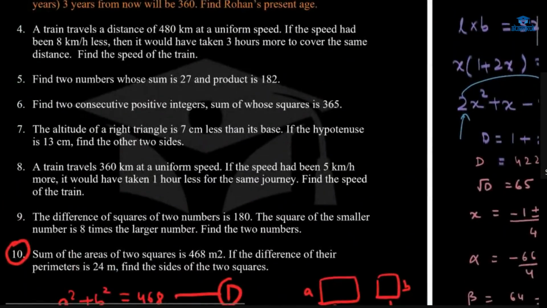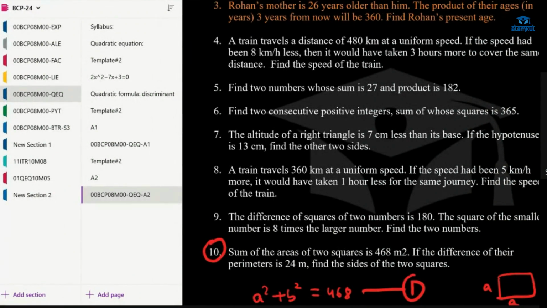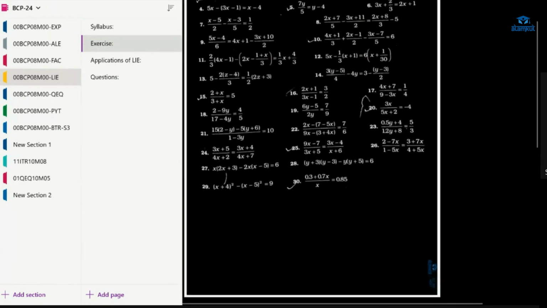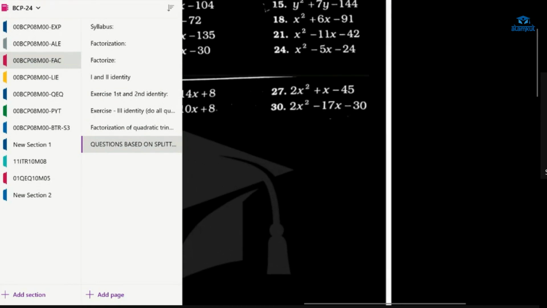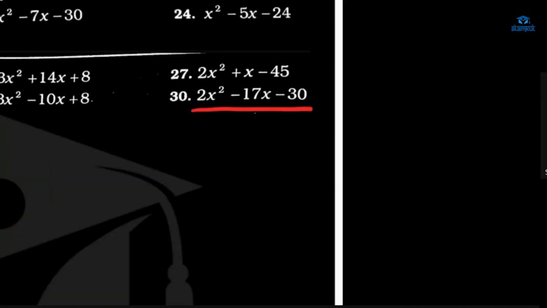So you people have understood everything. It means that if I take the test, then you will be writing the test accurately. Okay. On the 13th there will be a test including all these chapters. And you are not supposed to make any kind of silly mistakes there. Factorization question based on splitting the middle term. Just do this, the last question: 2x square minus 17x minus 30 by the splitting the middle term method.